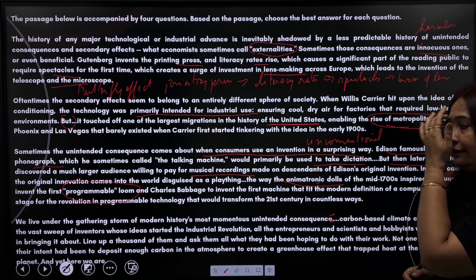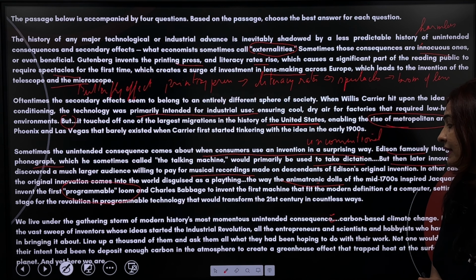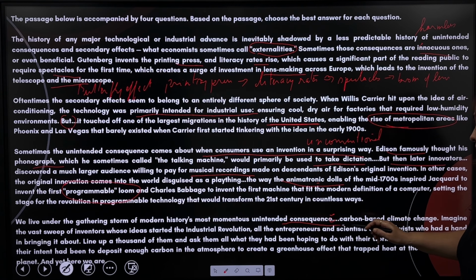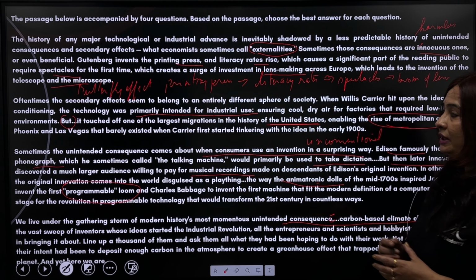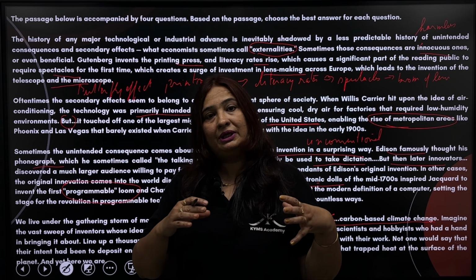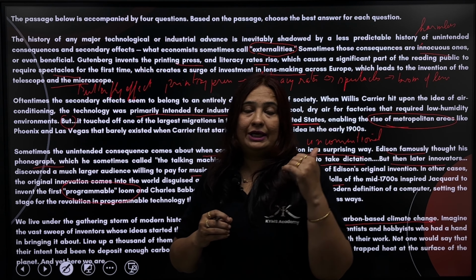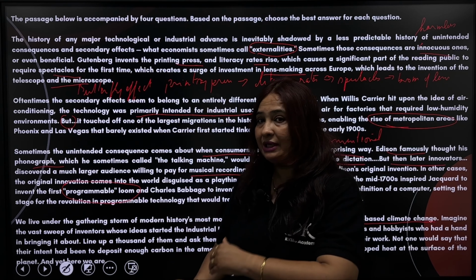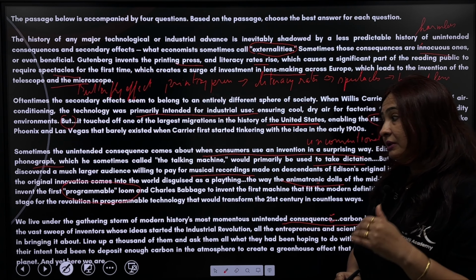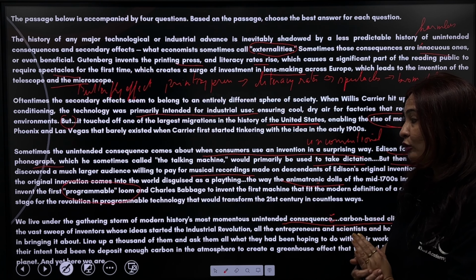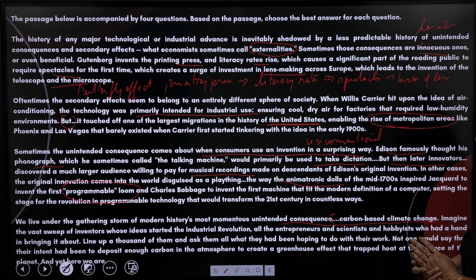We live under the gathering storm of modern history's most momentous unintended consequence, carbon-based climate change. Now here in the first three paragraphs, author जो बात कर रहा था, he was talking about the unintended consequences of the inventions, and those were positive. Now this paragraph, the fourth one, has become actually very, very important, because now the author is talking about the broader impact, okay, broader impact of the unintended consequences of the inventions, and that is climate change.